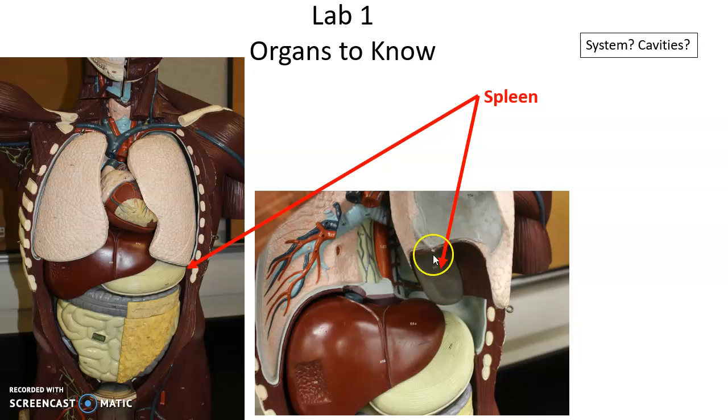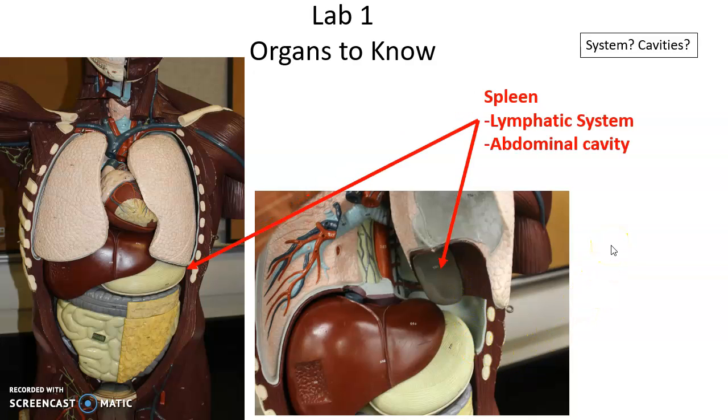Here's the spleen. You can't quite see it here, but it is lateral to the stomach. So if we pull out the lung part, we can see the spleen. We can see it's underneath or inferior to the diaphragm. It would be next to or lateral to the stomach. The spleen is in the lymphatic system, and it is found in the abdominal cavity.